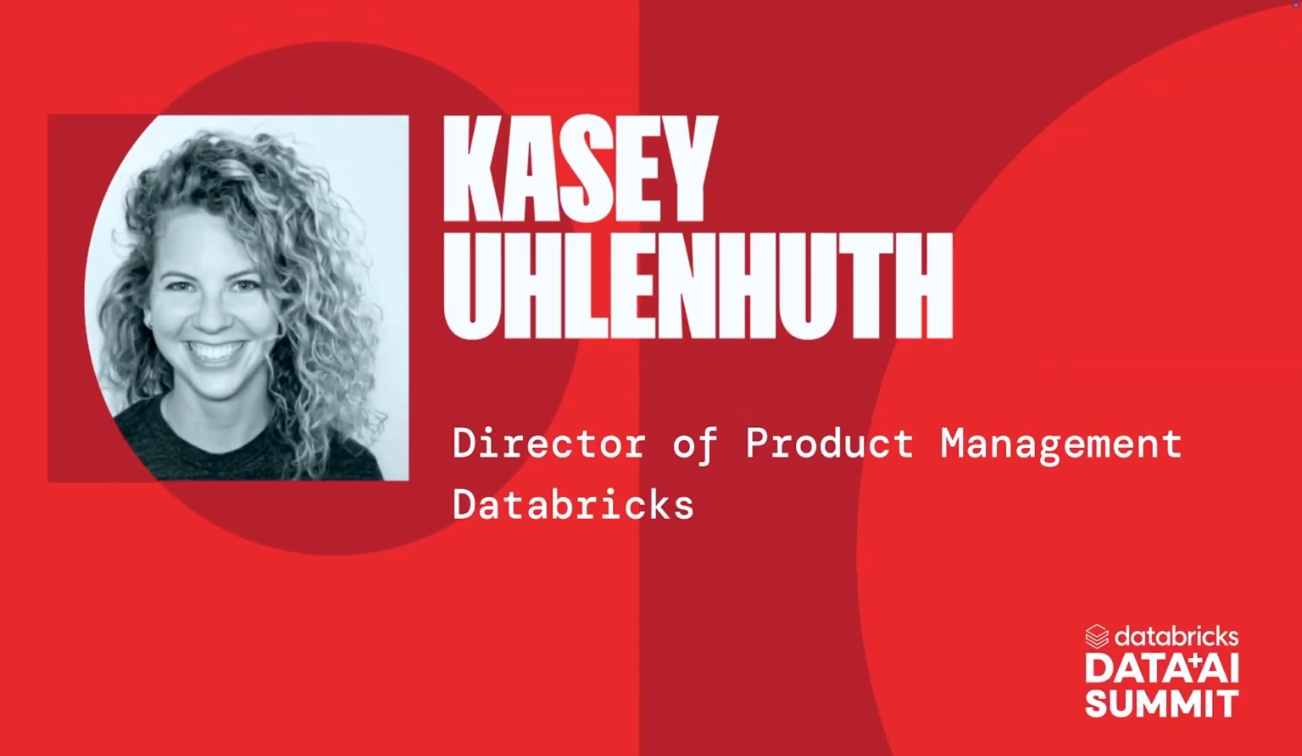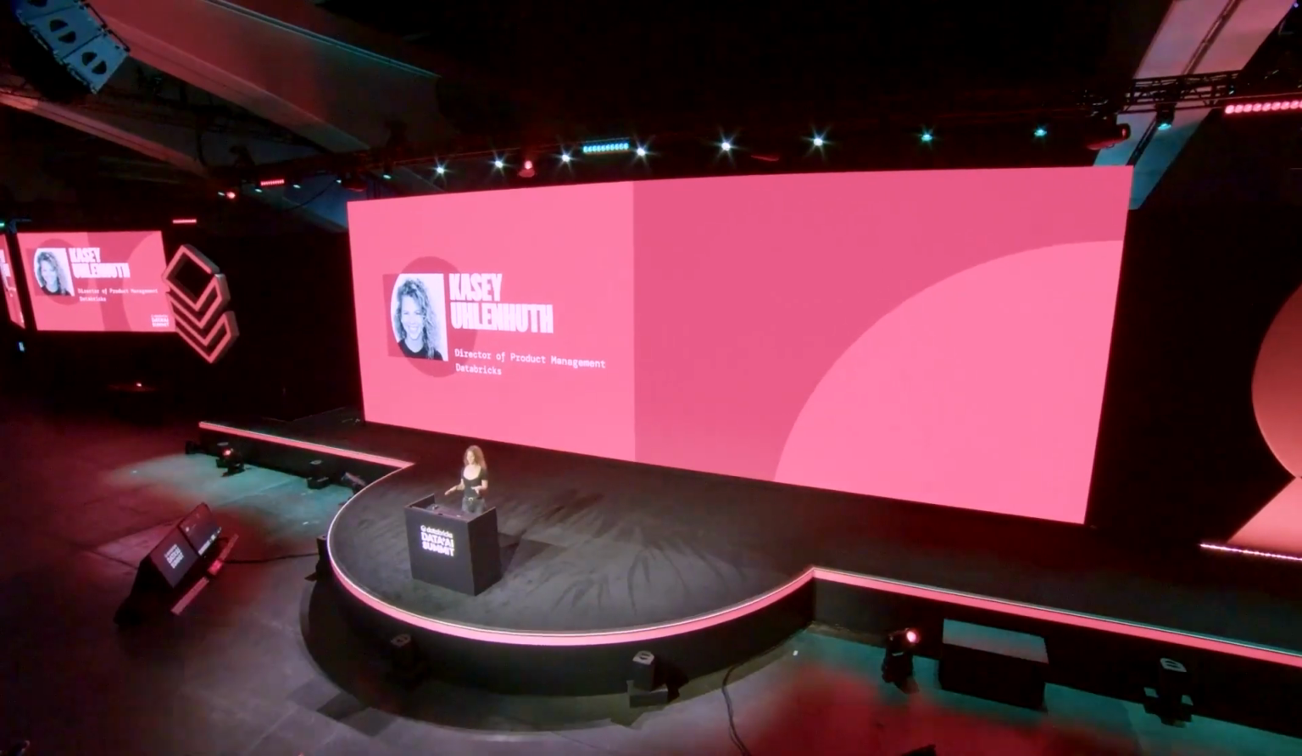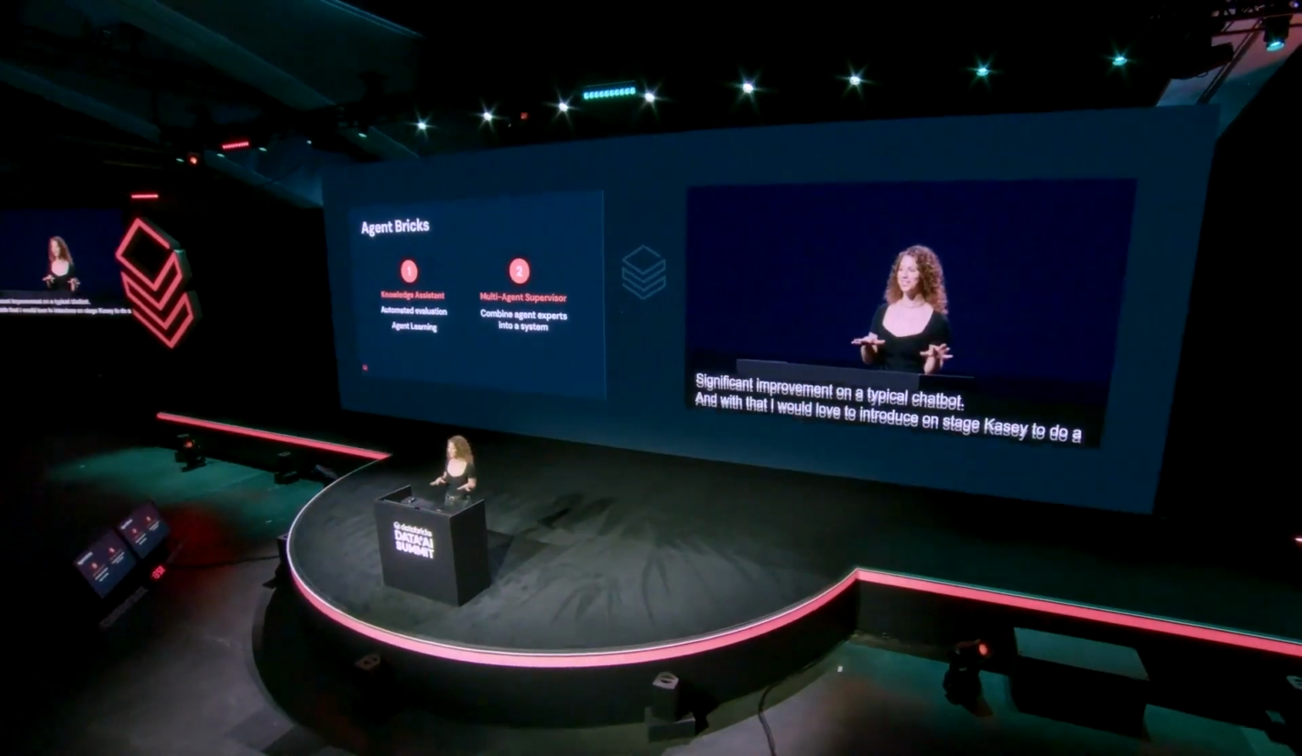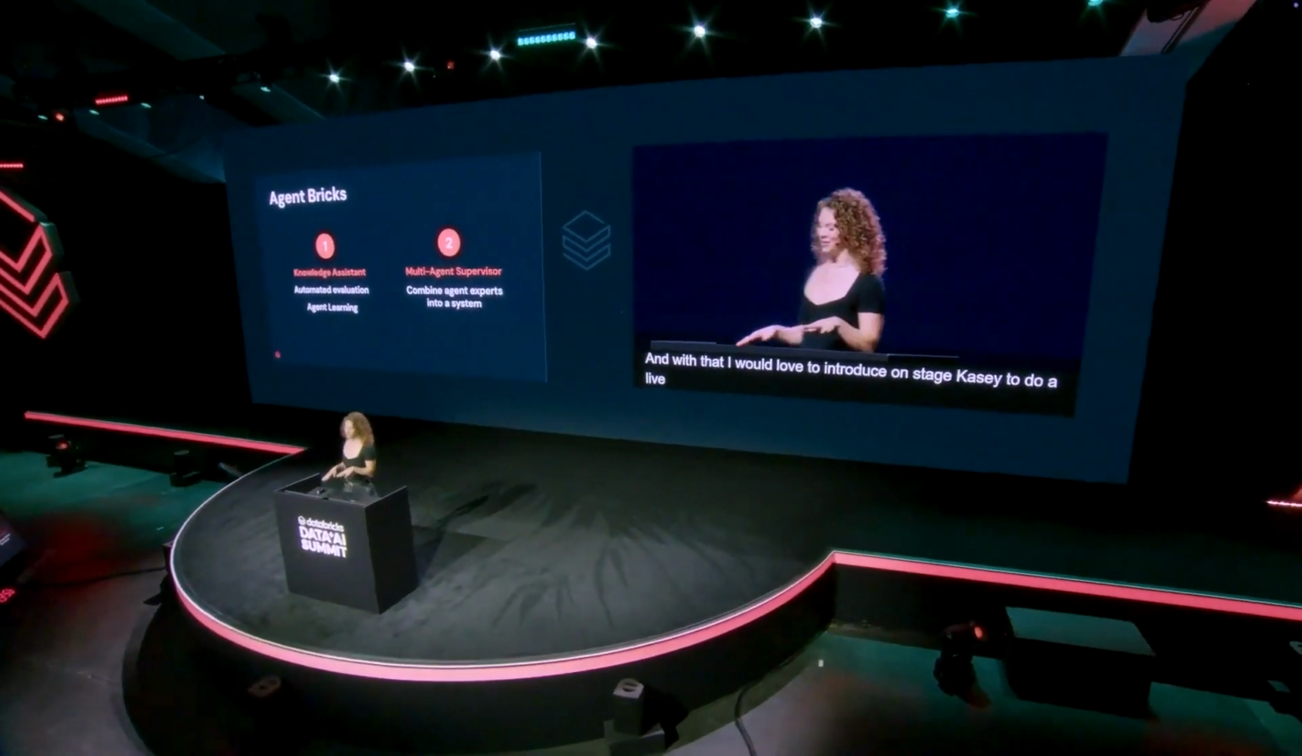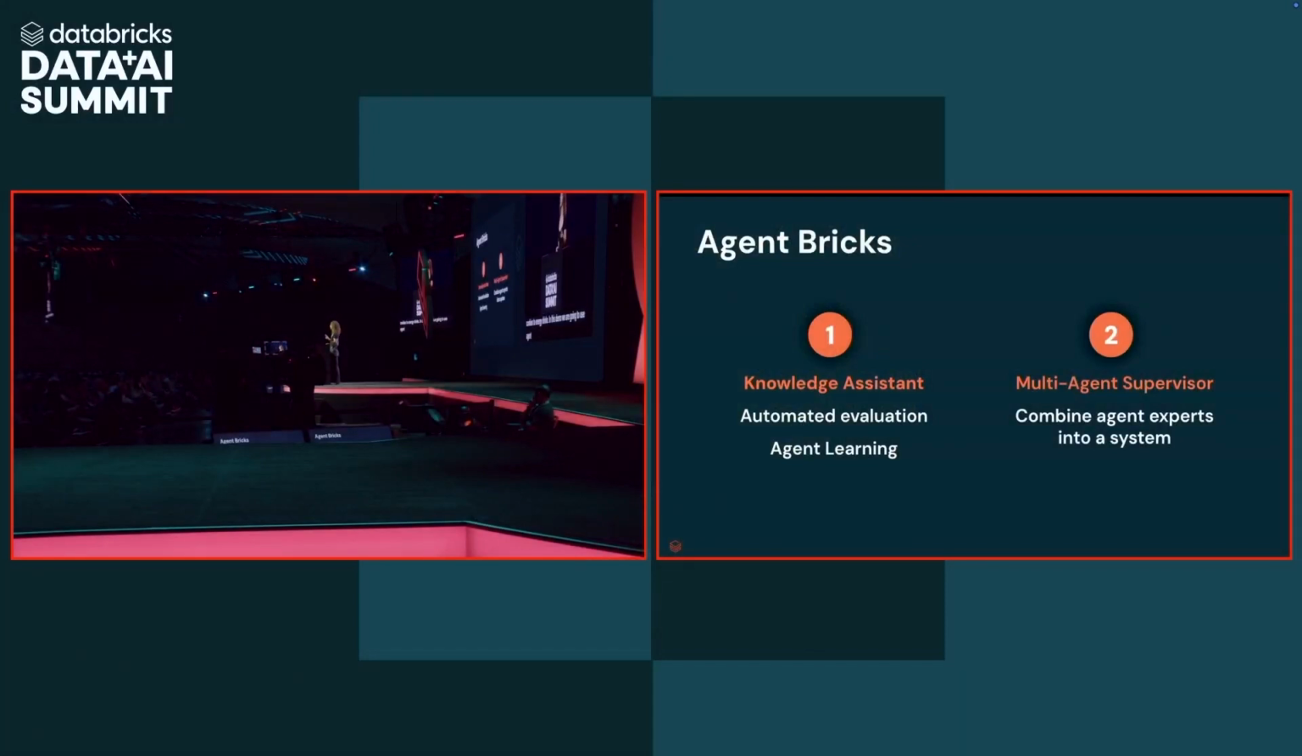Thanks, Hanlon. All right, so for those of you who tuned in last year, we're moving on from cookies to energy drinks. So in this demo, we're gonna build 2 agents with Databricks. The first one, we're gonna build a knowledge assistant for our energy drink company's R&D department to help them ask questions over their different formulas and recipes. And we're gonna use automated evaluation and agent learning to help them improve the quality.